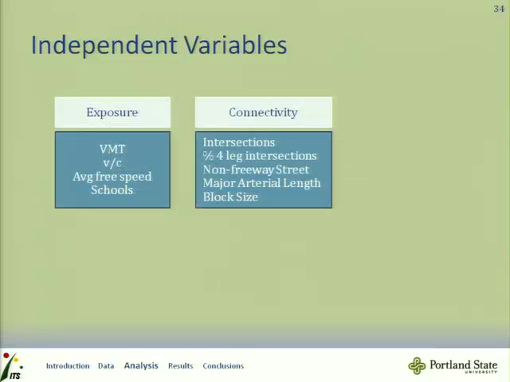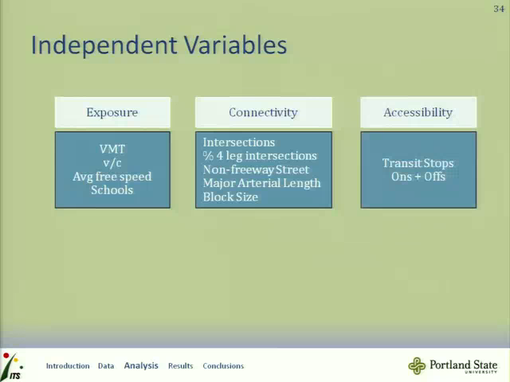Connectivity, looking at how many intersections are there in a grid cell, what % of them are four-legged intersections, how much total street length do you have, major arterial length, and block size. Portland tends to have a fairly small block size compared to a lot of other cities. That would mean there are more intersections likely, and shorter distance between traffic signals may be an issue. So that seemed like it would be an interesting parameter to include.